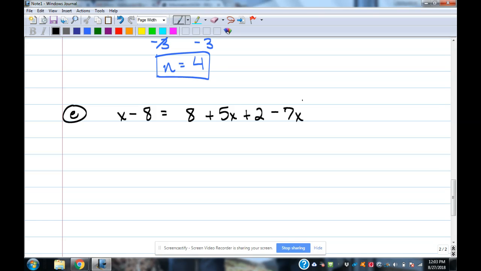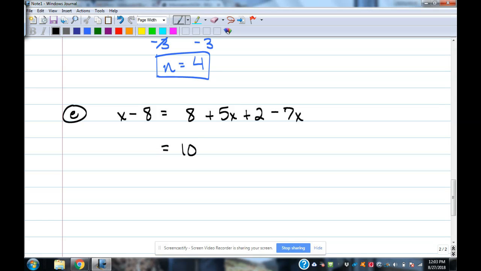So let's make it smaller. How can we make that smaller? Yeah, that 8 and that 2, they're like terms on that side. And it's +8 and +2, so we put them together. That's 10.